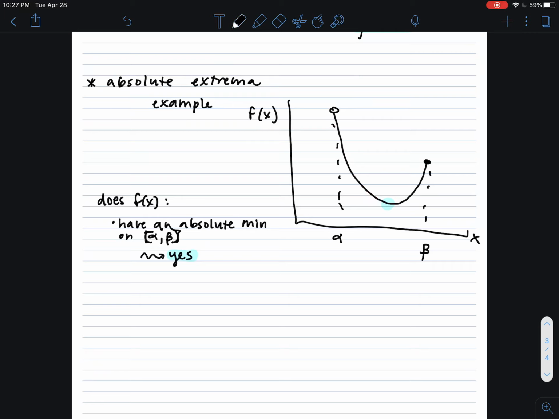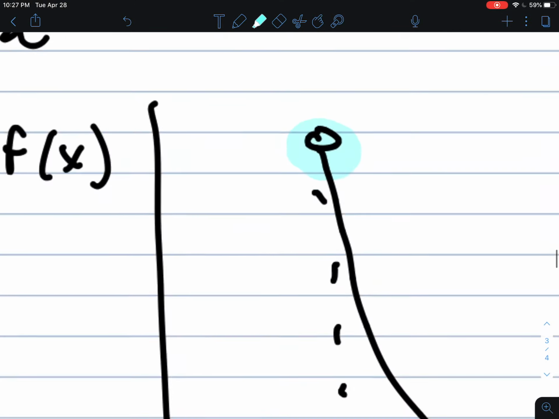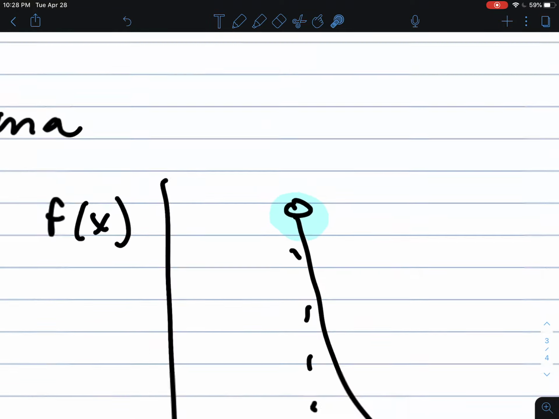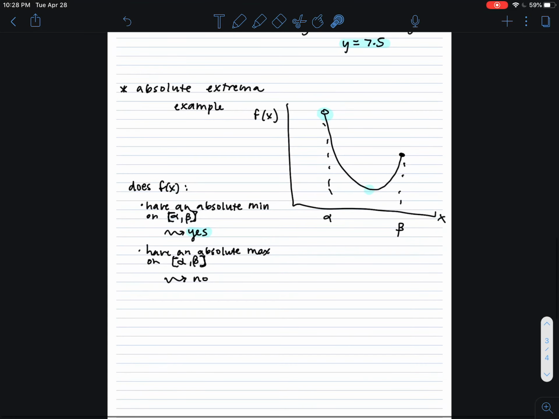And then another question is, does it have an absolute maximum on this interval? And the answer here is no, because it would be up here at this point, but if you were to zoom in on this point, because this function is not defined right here, it actually goes on and gets infinitely close to that point. And so there's no actual real maxima. The maxima would be that point, but it doesn't exist. So the answer there is no.